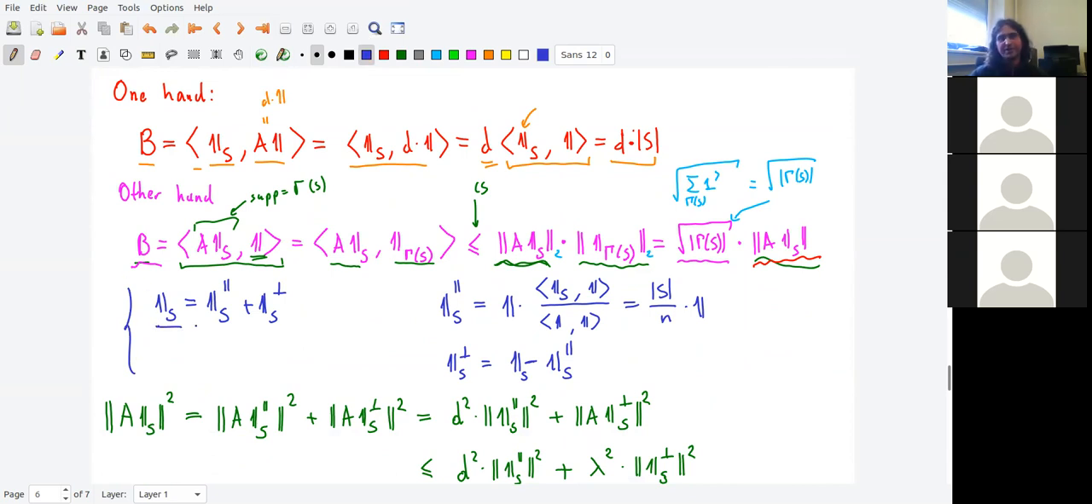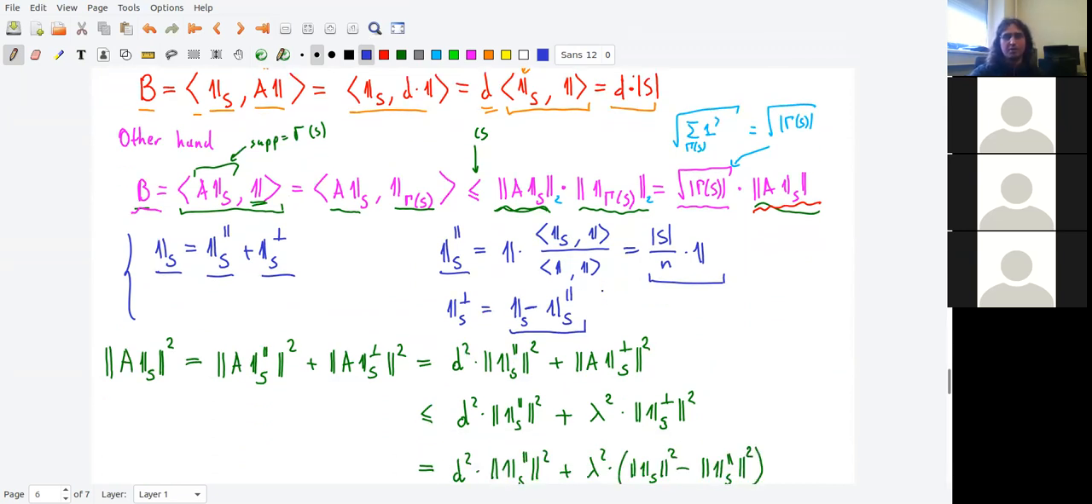We are now decomposing 1 on S into the parallel part and the perpendicular part. The parallel part is again the projection onto the direction of all ones. So this is just all ones times S over N. And the perpendicular part is the rest. Okay, so now let's try to understand this animal, because this is the term that we still do not understand fully.